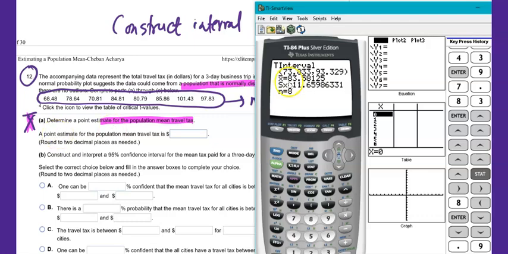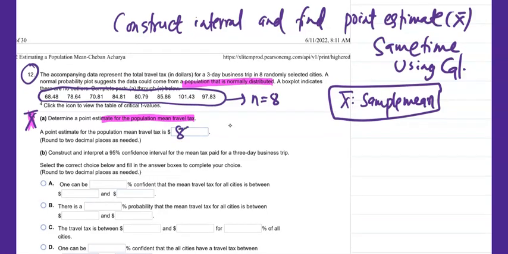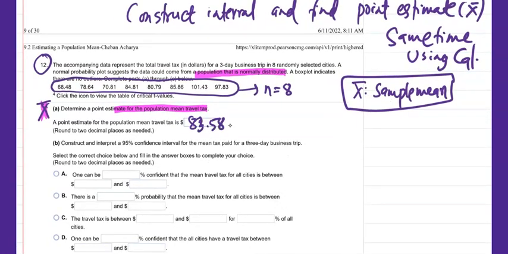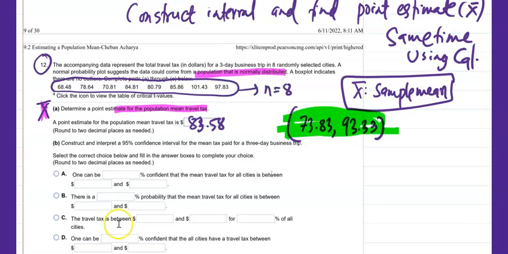This is the same as the sample mean, which is x bar, 83.58 to 2 decimal places. That's the sample mean. So you also have an interval here. Let me write down the interval and sample mean somewhere here. Okay, the sample mean we get is 83.58. The interval is going to be 73.83 comma 93.33. That's the interval. Again, let's check that.